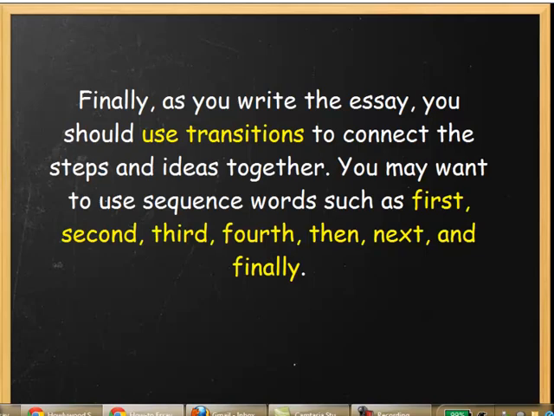Another thing to know for the how-to essay: as you write the essay, you should use transition words to connect your ideas together. You aren't bullet pointing or numbering your steps. It should be in complete paragraphs. It's not an instruction manual, it's a how-to essay. So you should use transition words, and sequencing words are great, like first, second, third, fourth, then, next, and finally. However, as always, use a variety of the words. Don't just use next, next, next, and use variety in your word choice.